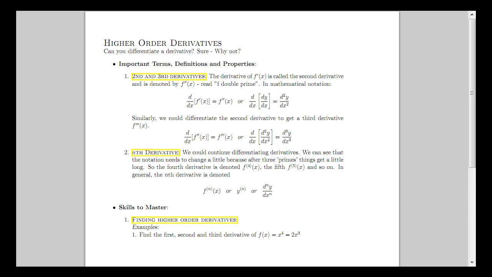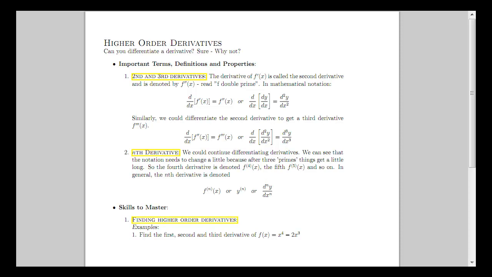And when we're doing function notation or just y notation, you put the number in parentheses. So here we indicate the fourth derivative would be f to the 4 in parentheses. Now that's to distinguish the fourth derivative of f from f to the fourth power. So we don't want to mix those up. That's why the derivative is put into parentheses to indicate it's different from f to the fourth power. It's the fourth derivative of f.